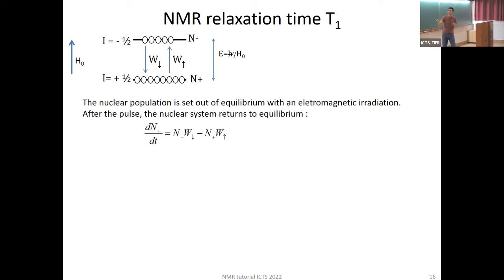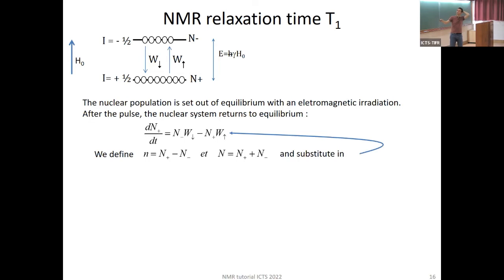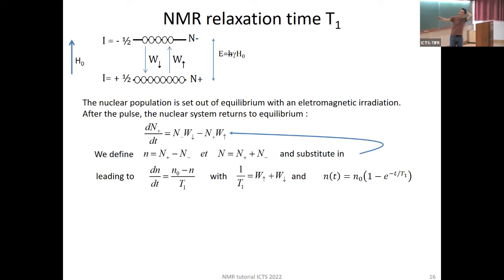Then you can manipulate that a little bit. The quantity that is maybe more useful is the difference of population between the two levels, which you can introduce there. Then you have an equation like that for the difference of population on the two levels. And you see it's a standard relaxation where I have introduced a characteristic relaxation time T1, that is just the sum of these two rates.